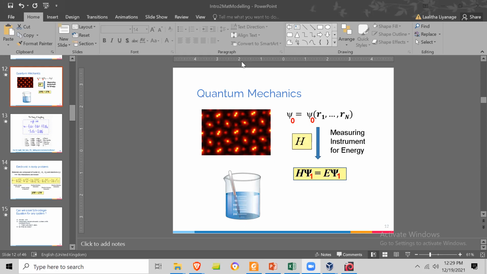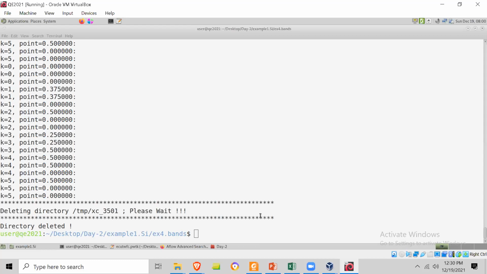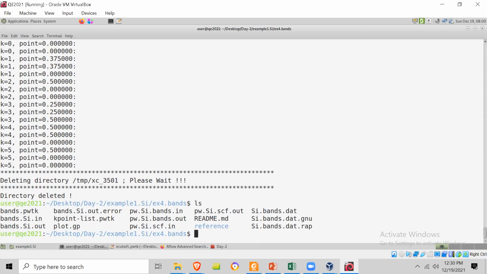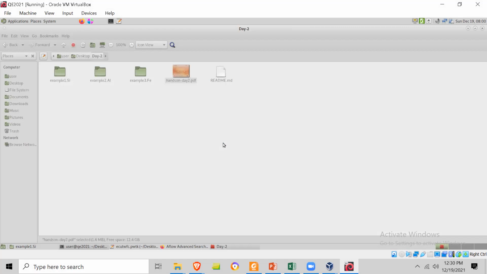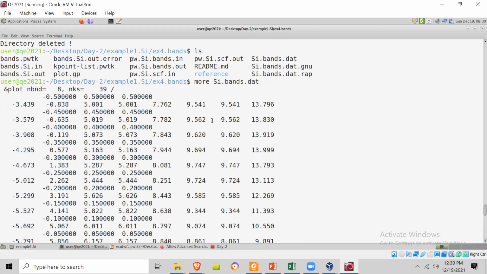I think there's an output file in there. Let me quickly check. There's a question: how can you get values for a specific point? So this bands output gives you the values for each of these points. So you have to analyze this one. I think that is described in the summer school, how to do that. So that can be done with the bands output, and even GNU would do it, I think.